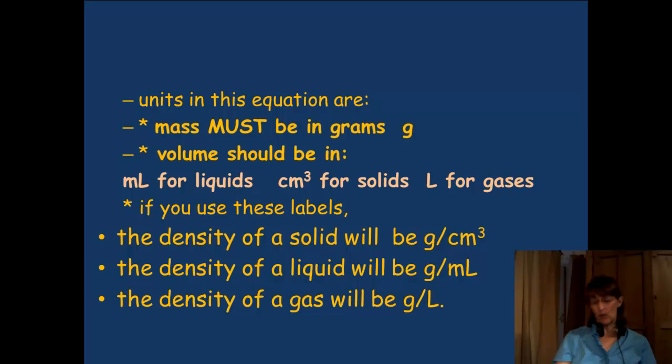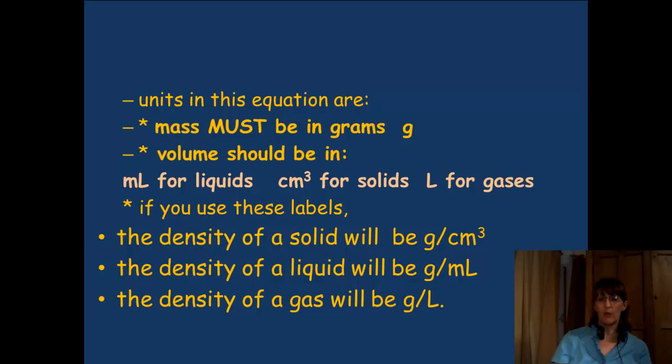The units in the equation for density, mass has to be in grams, and volume should either be in milliliters or centimeters cubed, and if it's a gas, it'll be in liters. So let's focus on the milliliters or centimeters cubed. So you can have the density of a solid, it'll be in grams per centimeter cubed. You could put it in grams per mil, but it's generally solids. We measure length times width times height in a lot of cases. So we think of it as centimeters cubed, length, centimeter times centimeter times centimeter, centimeter cubed.